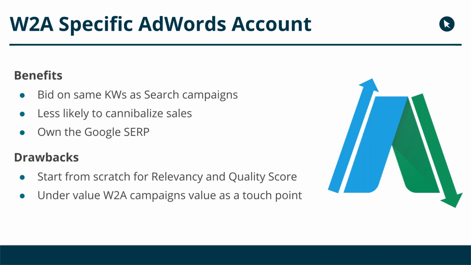Beyond that, the only other issue with having a separate AdWords account, I don't know how familiar all of you are with looking into Google Analytics, but typically when you do look in Google Analytics, you can see conversion paths that potential consumers have taken on their way to actually buying one of your products. If you're housing campaigns in a separate AdWords account, that inherently means that those web to Amazon campaigns aren't going to show up in those conversion paths. And because of that, those conversion paths are going to be a little bit harder to track, and it's going to undervalue web to Amazon campaigns as a touch point.